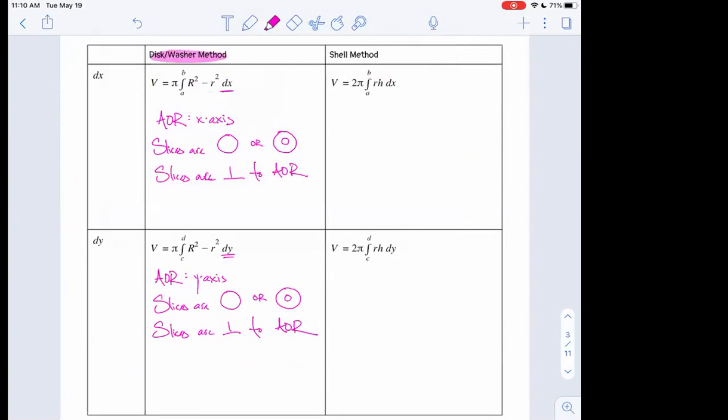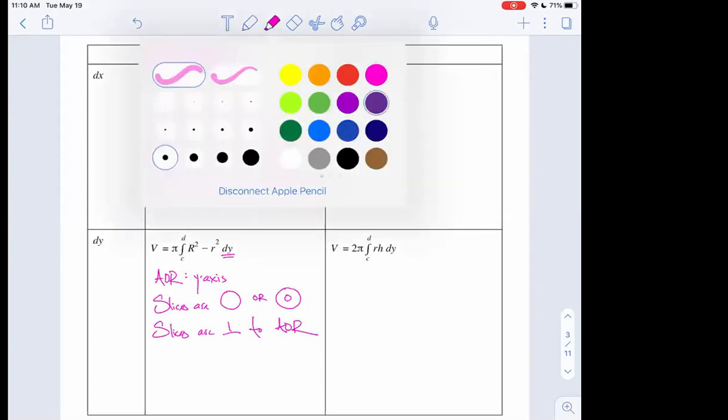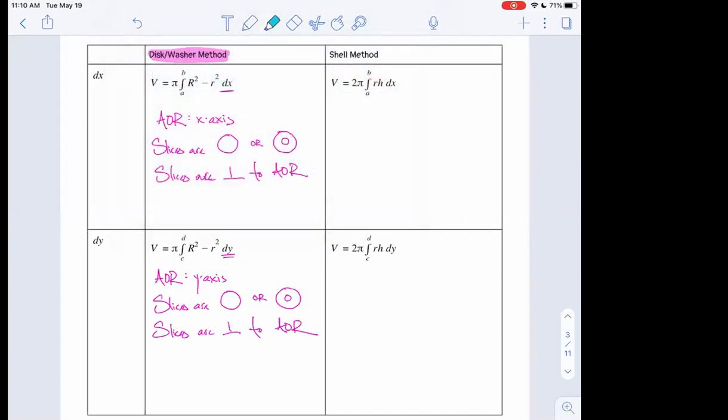So disk and washer method. If it's dx, it means it's around the x-axis. If it's dy, it means it's around the y-axis, okay? So let's see about our shell method.